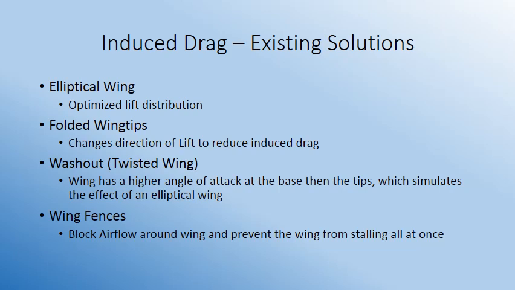Folded wingtips are used to change the direction of the flow in the wingtips and avoid turbulent flow from forming in this area. Twisted wings are designed to have a higher angle of attack at the base than at the tips, which simulates the effect of an elliptical wing. Lastly, wing fences block airflow around the wing and prevent the wing from stalling all at once.